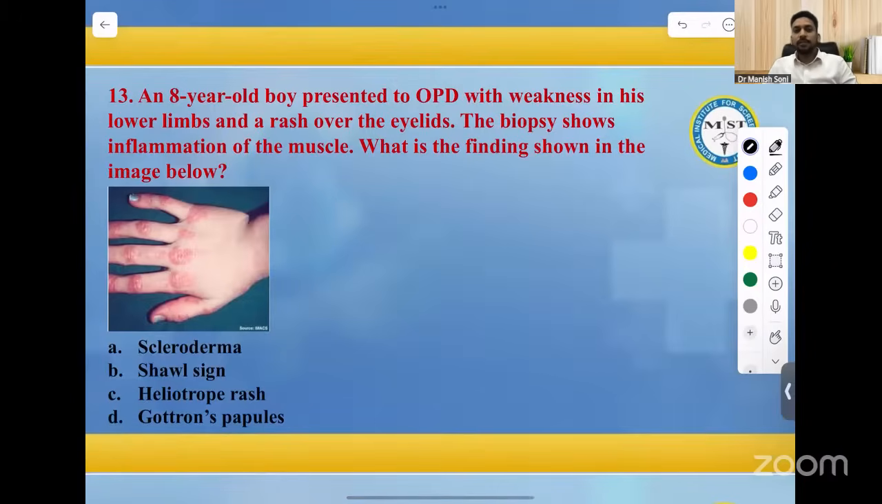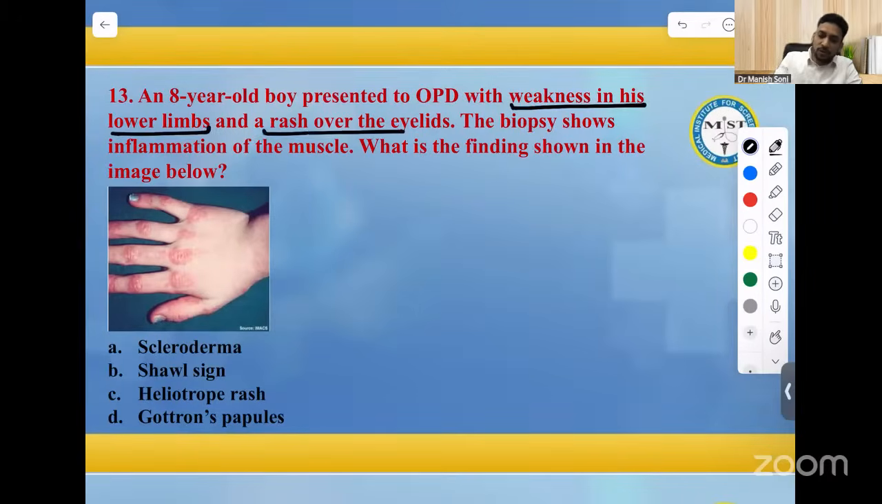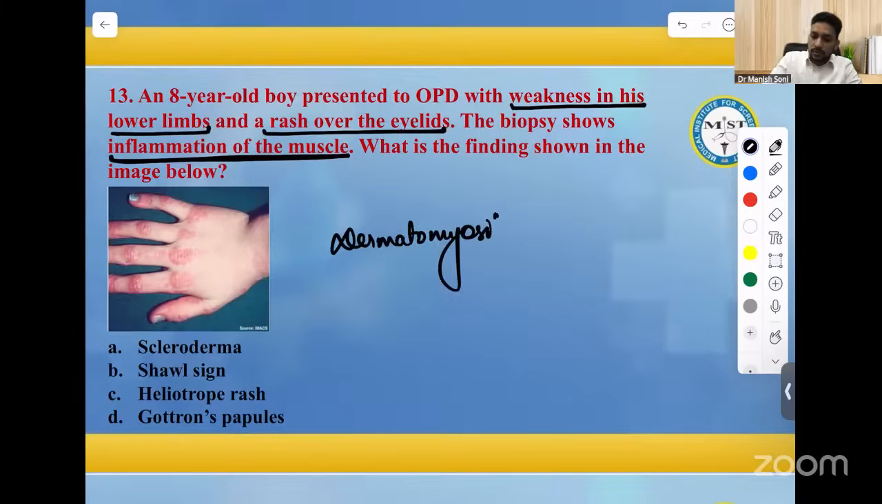So an 8-year-old boy presented to OPD with weakness in his lower limbs and a rash over the eyelid. The biopsy shows inflammation in the muscle. Do you know what is the word used for inflammation? Itis. So this is dermatomyositis.